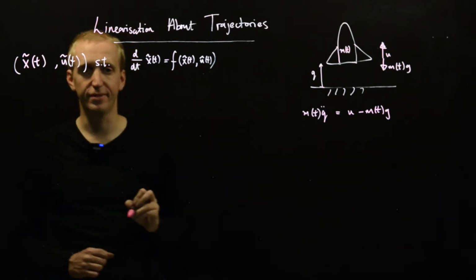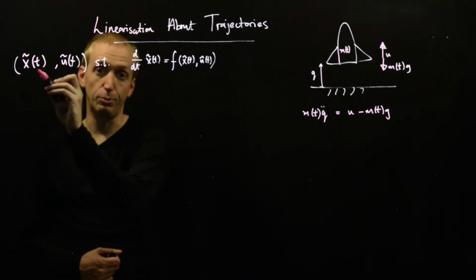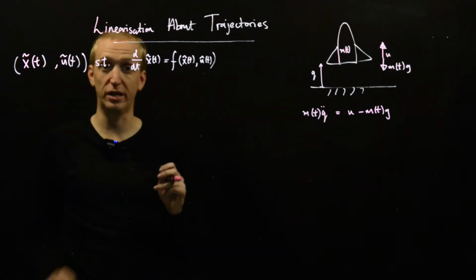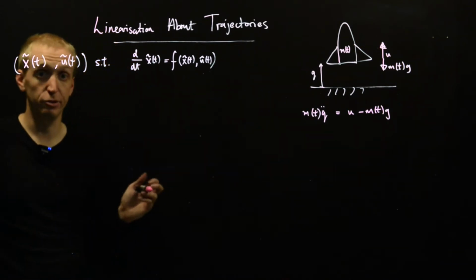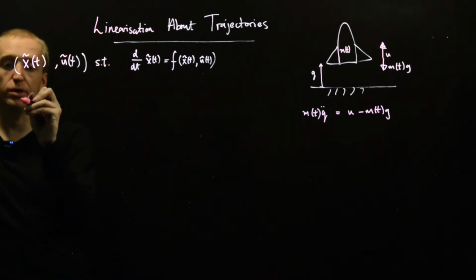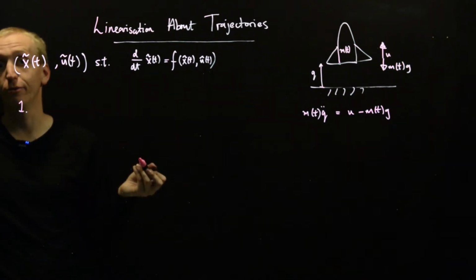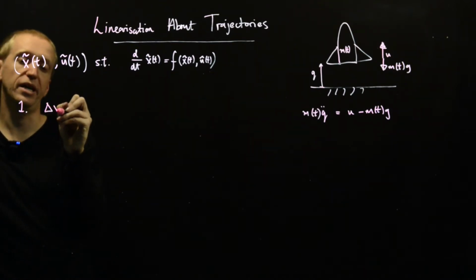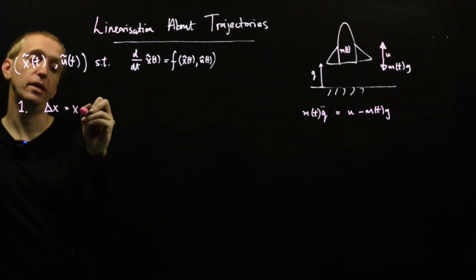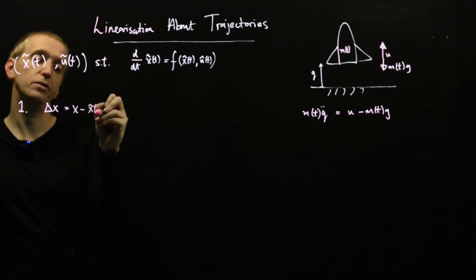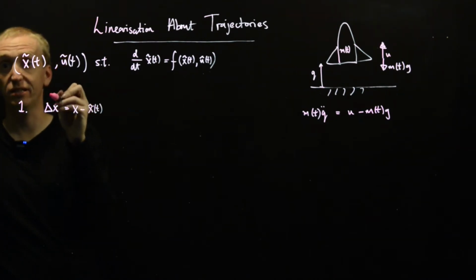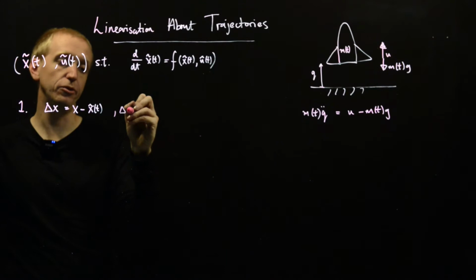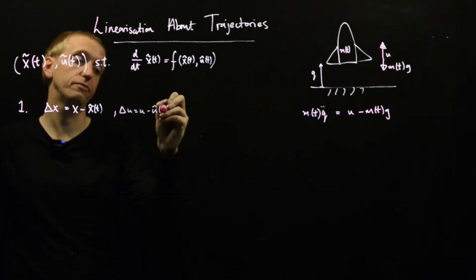And so, no big surprises here. We're just going to replace everything that was x star and u star before, corresponding to our point, with our trajectories instead. So if we want to linearize around a trajectory rather than a point, step one is the same. We introduce variables corresponding to the deviations around the trajectories. So delta x is equal to x minus x tilde of t. So delta x now measures the distance to your trajectory. And we do the same for u, so delta u is u minus u tilde of t.